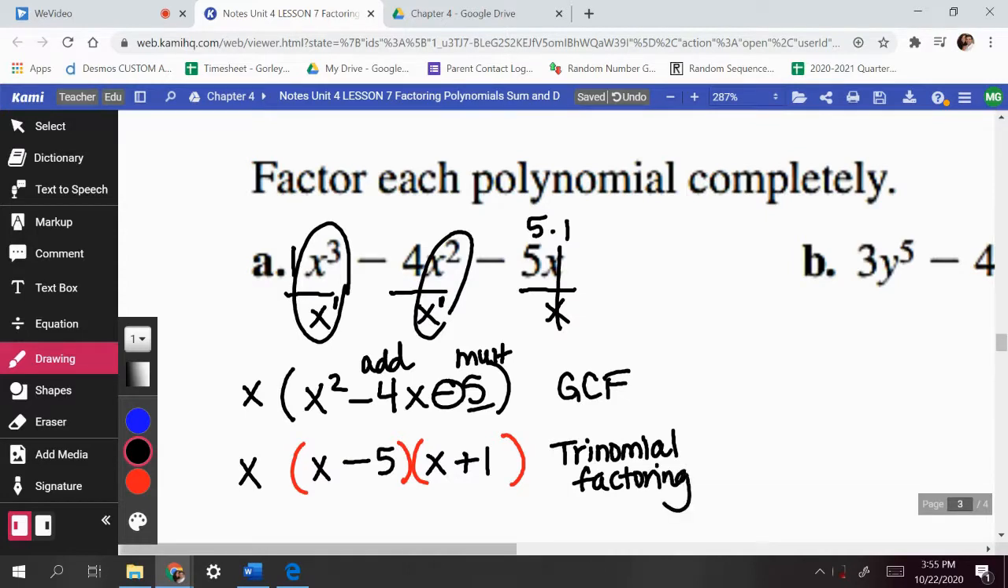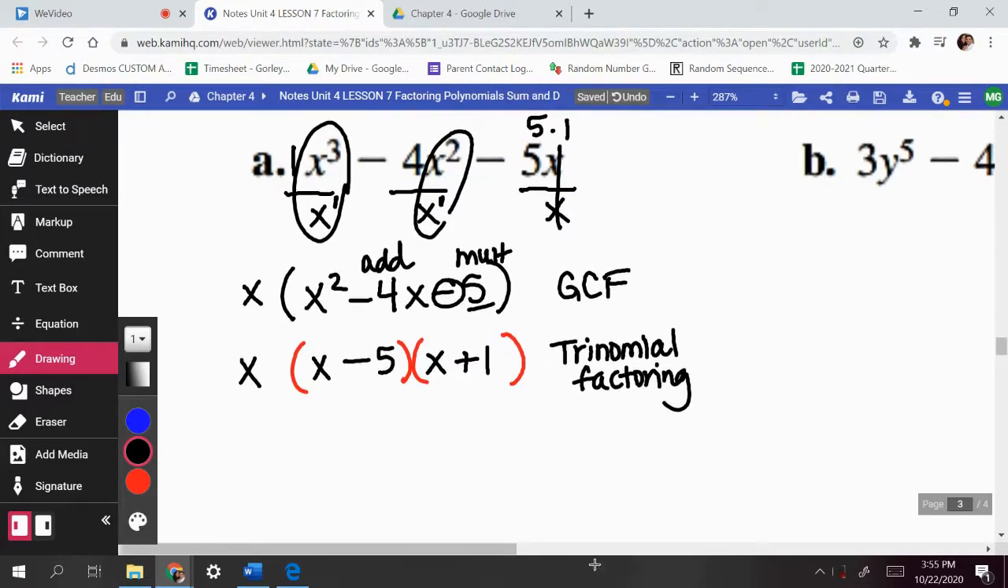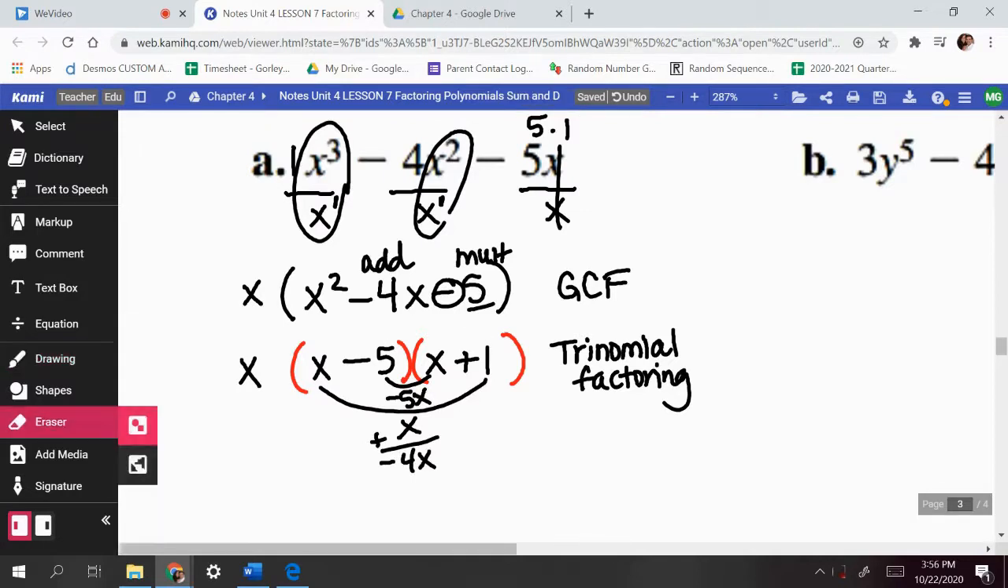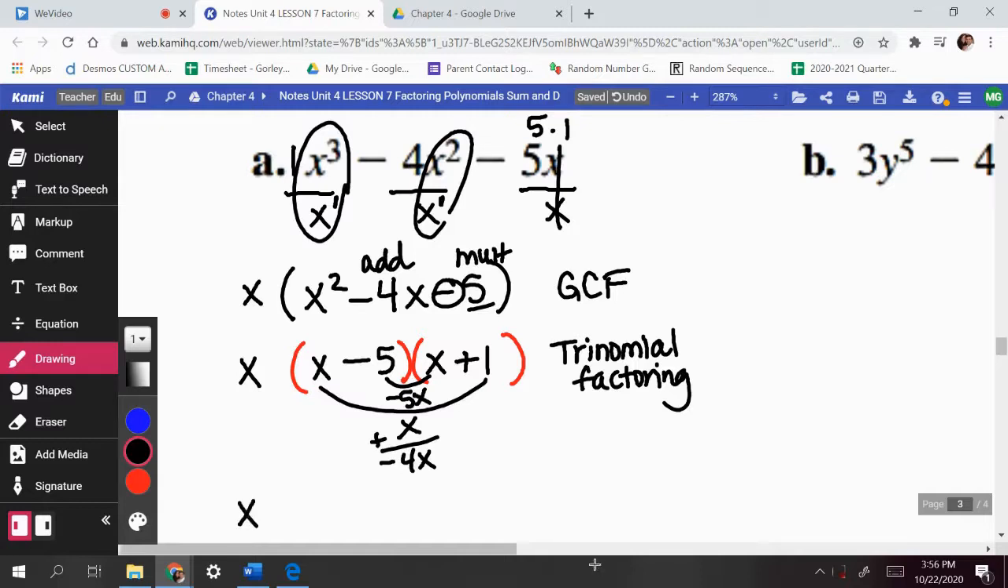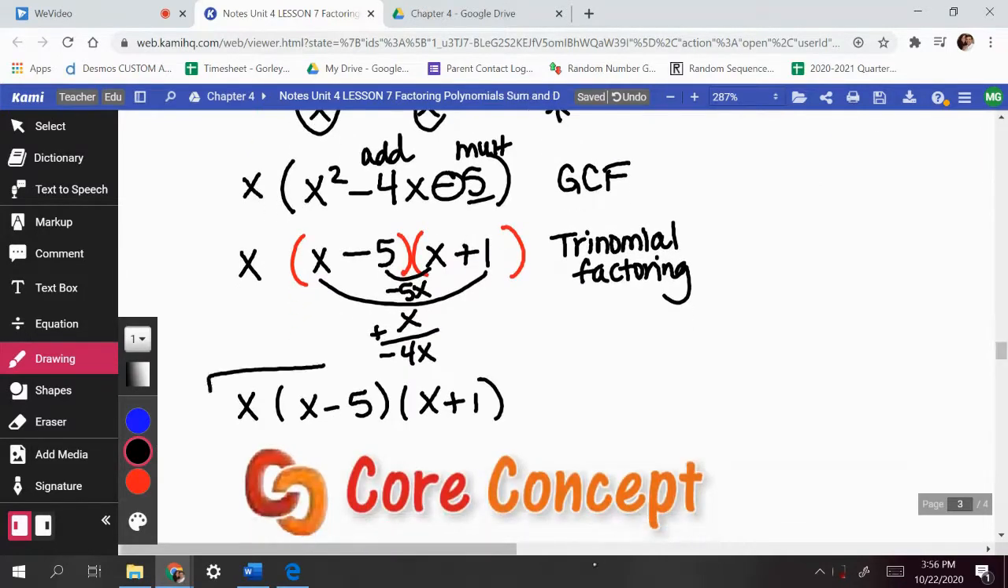Here I just use guess and check. It's pretty easy because that leading coefficient was 1. We can see that first times first is x squared, outer times outer is x, inner times inner is minus 5x, which does sum to -4x, and then last times last was -5, which is exactly what I had. Okay, then I look within each one of these parentheses and I ask myself, can I factor it more? Can I factor x minus 5 anymore? No. Can I factor x plus 1 anymore? No. So that is completely factored.